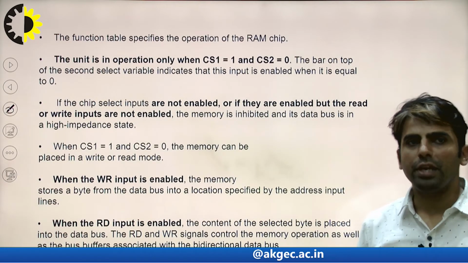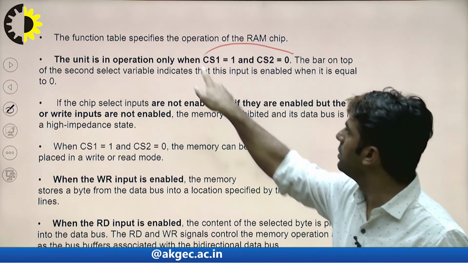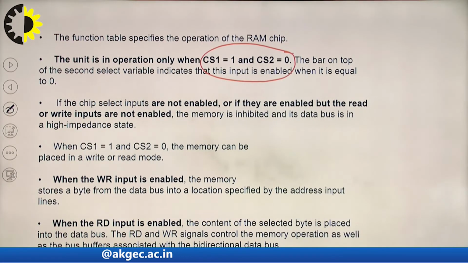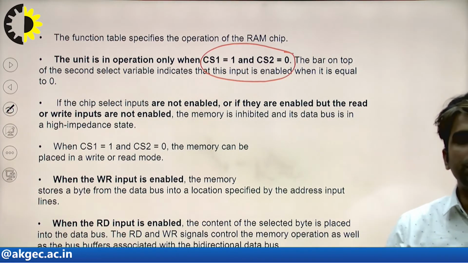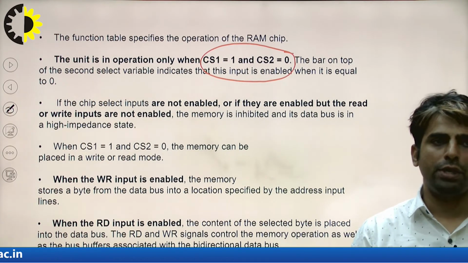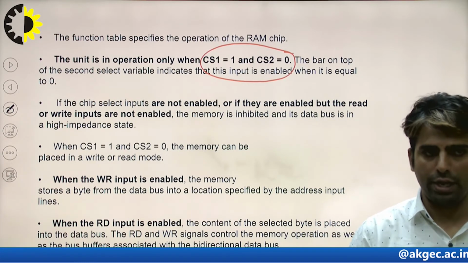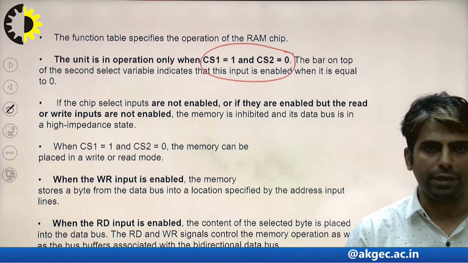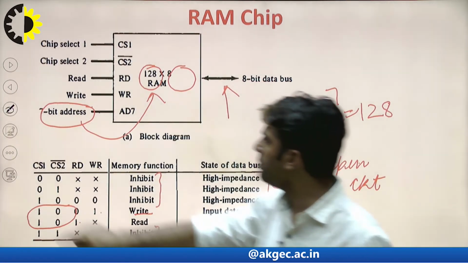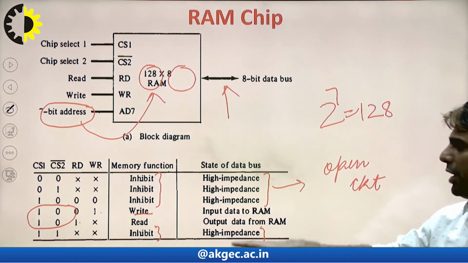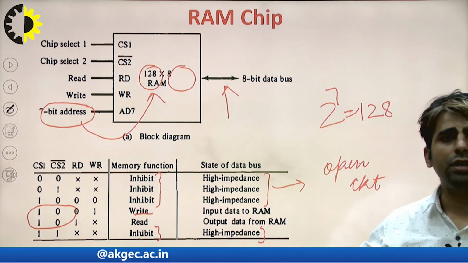This is what is being explained over here. The unit is in operation only when CS1 is equal to 1 and CS2 is equal to 0. If the chip select inputs are not enabled, or if they are enabled but the read and write inputs are not enabled, the memory is inhibited, as we have seen in the previous slide.